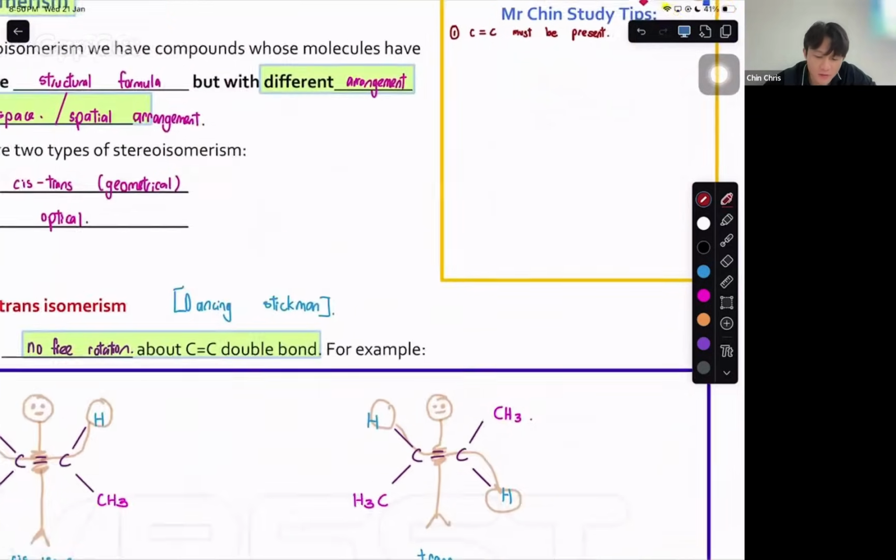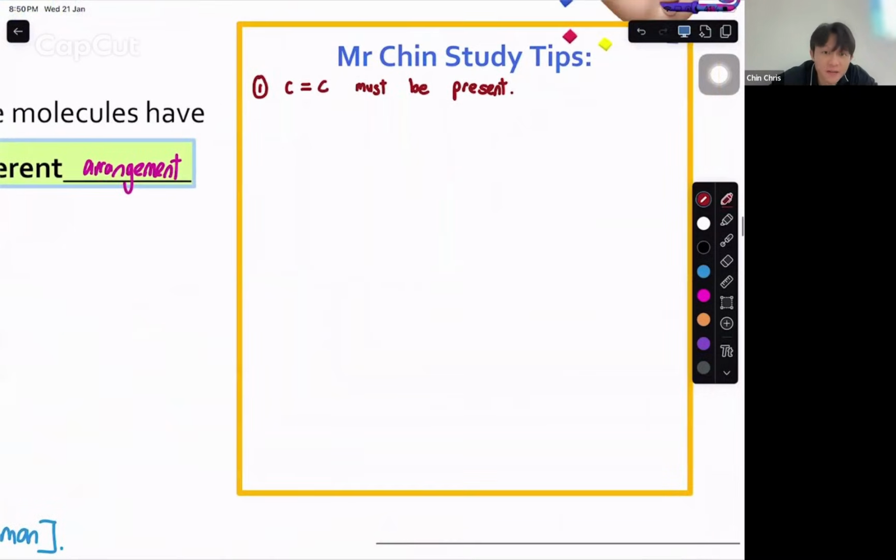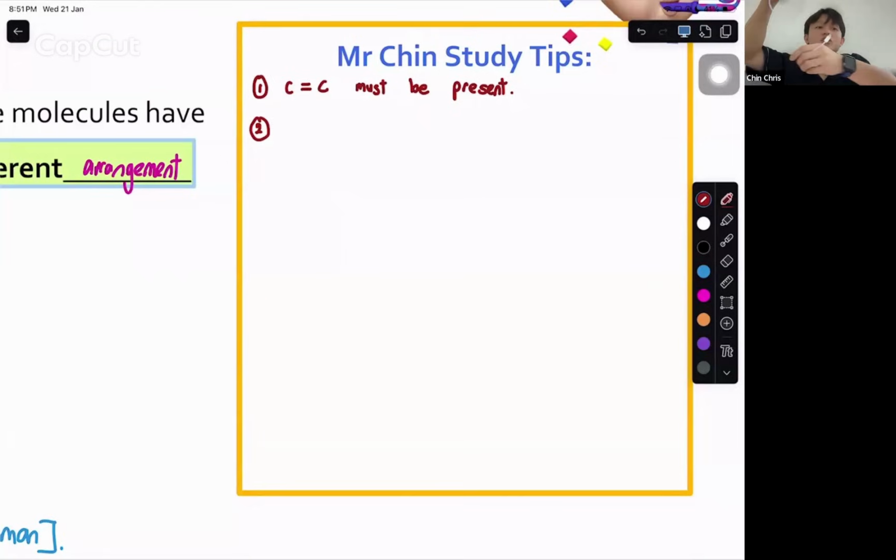Alright, guys, next. The second thing is, kid, let me ask you a question. You just imagine, right? Cis trans is basically a dancing stickman. iPhone. Type C. Yeah. Oh my god, I have everything, bro. A second. C. Here. Type C. This one is. Yeah. You want to check here?